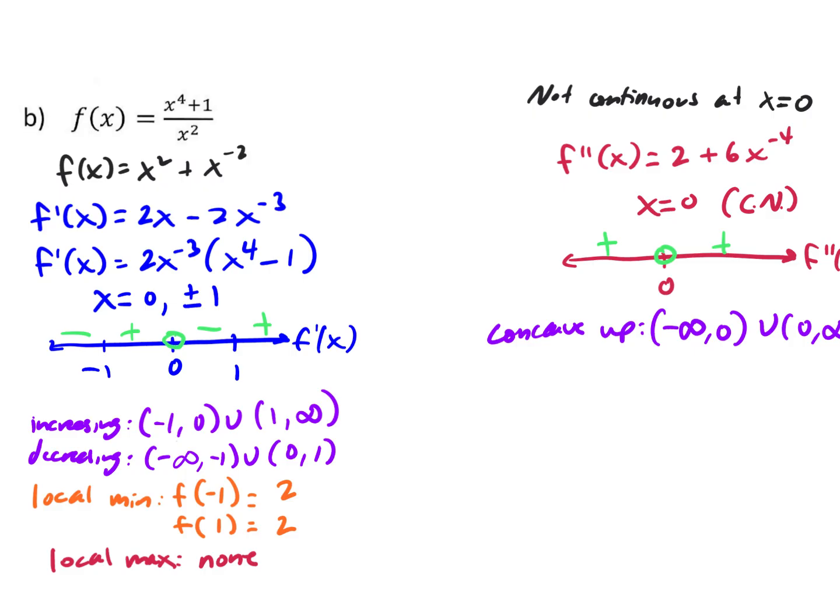So then is there a point of inflection? Does concavity ever change? No, it doesn't change. There's no points of inflection. Okay. Wherever the graph is, it is always concave up.